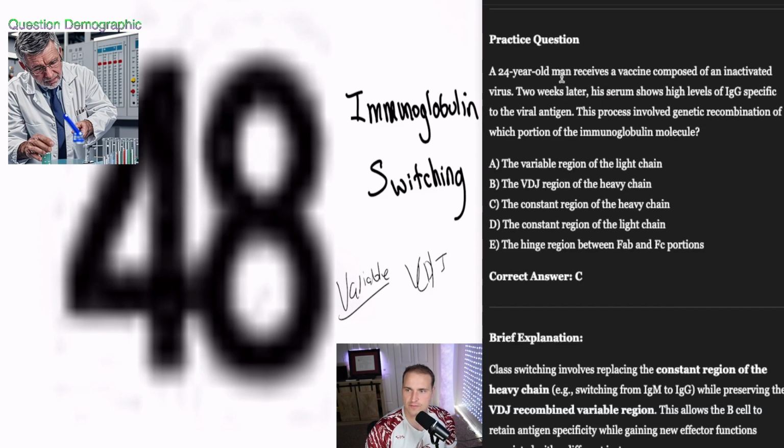So here's our question. 24-year-old man has a vaccine composed of an activated virus. 2 weeks later, serum shows high levels of IgG specific to the viral antigen. This process involved genetic recombination of which portion of the immunoglobulin molecule? It's the constant region, because class switching involves the constant one, like going from IgM to G, while preserving the VDJ recombinated region, allowing the B cell to retain its antigen specificity while gaining the effector functions.